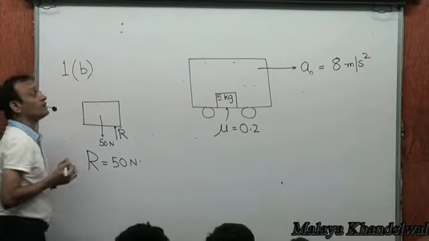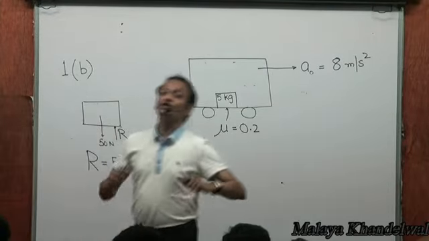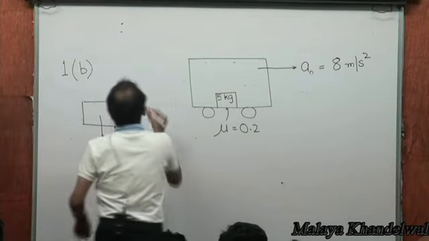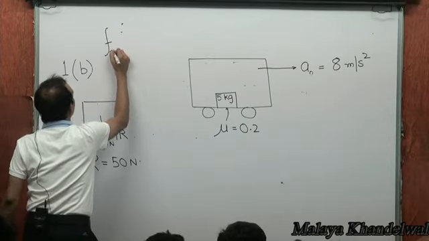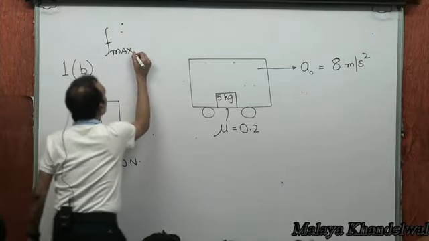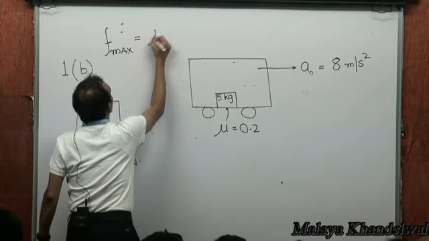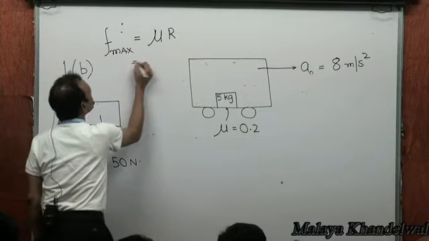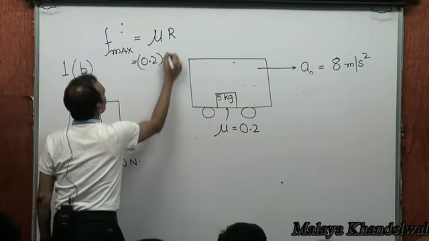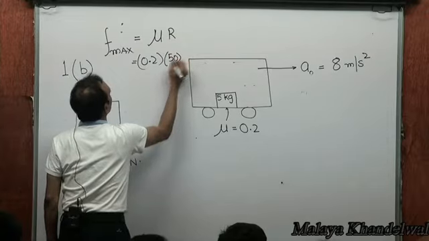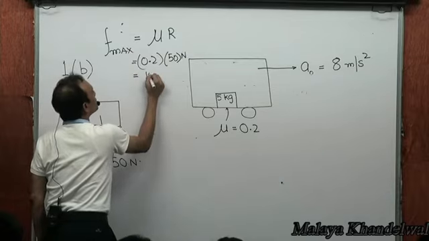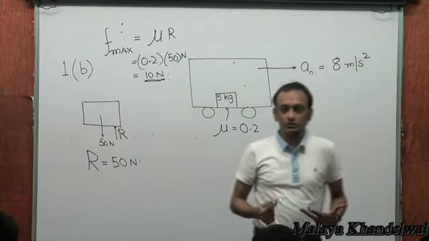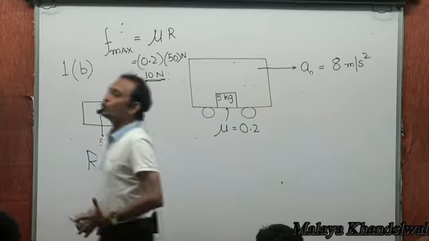Now, what would this do? This would enable us to compute the maximum frictional force that can exist between the block and the cart. So the maximum frictional force, maximum static friction as it is commonly referred to, is mu into R. Mu is given to be 0.2 into 50 newtons. That makes it 10 newtons. Yes or no?